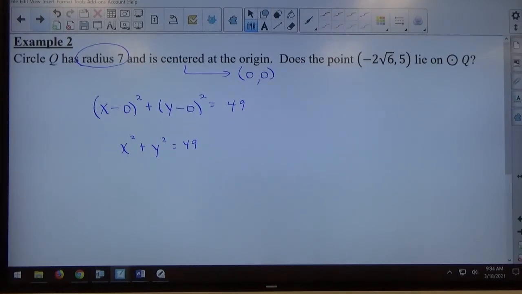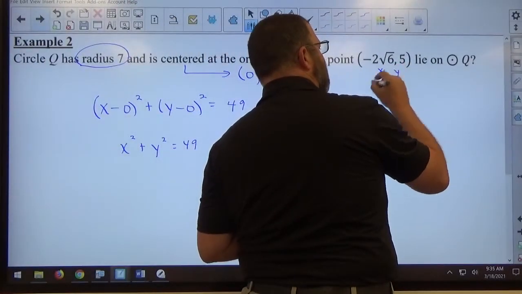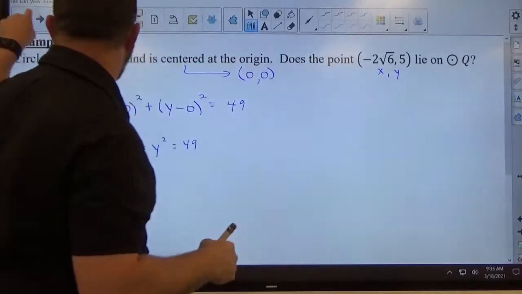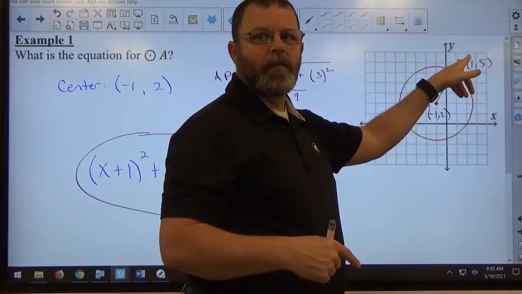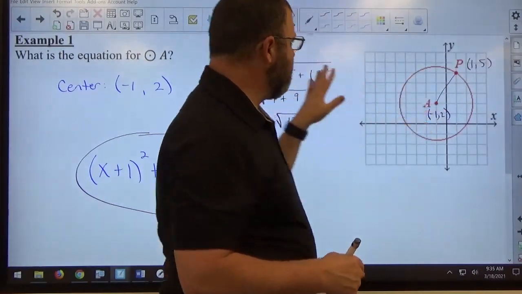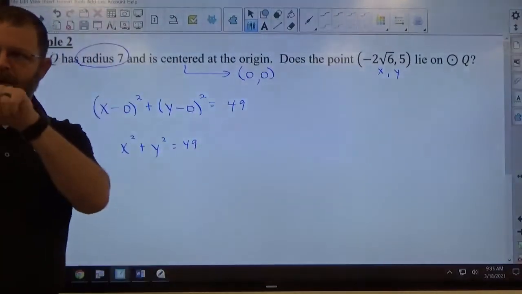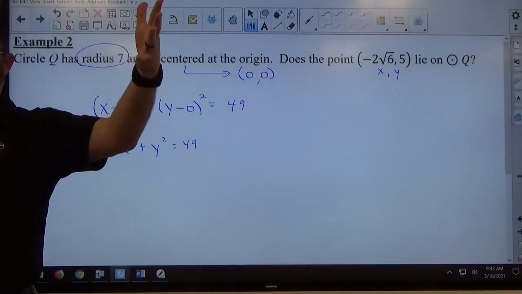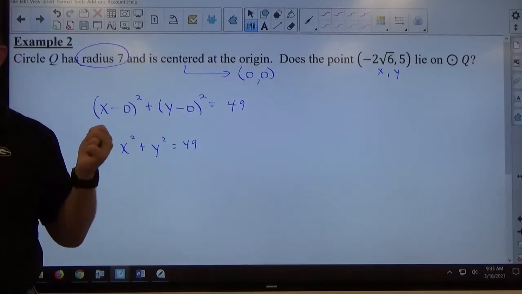Okay. Now the question they're asking us is whether the point negative 2 times the square root of 6 comma 5 lies on circle Q. All right? So this is an x and a y coordinate that represents a point, very much like, going back to example 1, this point 1, 5 lies on the circle, right? So we want to see if in this specific problem this point lies on the circle. So the center is 0, 0. It expands out with a radius of 7. Will that point get hit by that circle is what we're being asked.